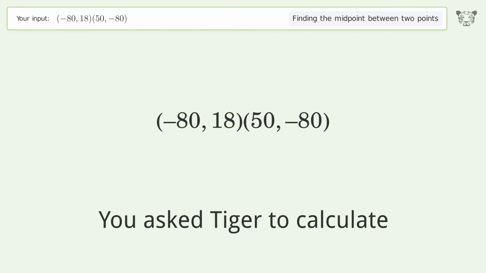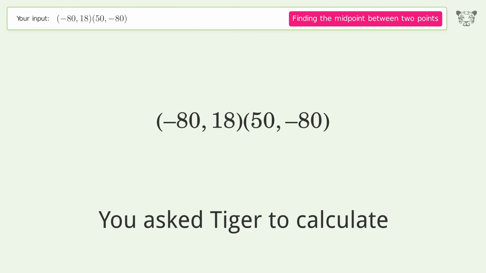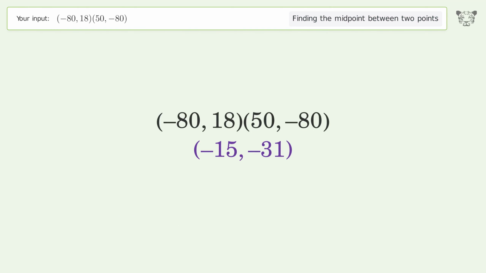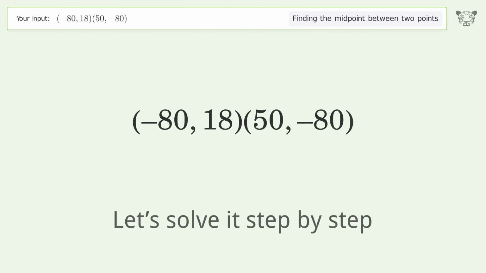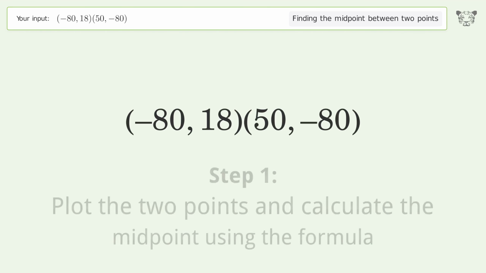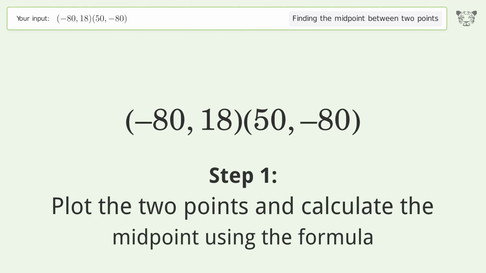You ask Tiger to calculate. This deals with finding the midpoint between 2 points. The midpoint between the 2 points is -15, -31. Let's solve it step by step. Plot the 2 points and calculate the midpoint using the formula.